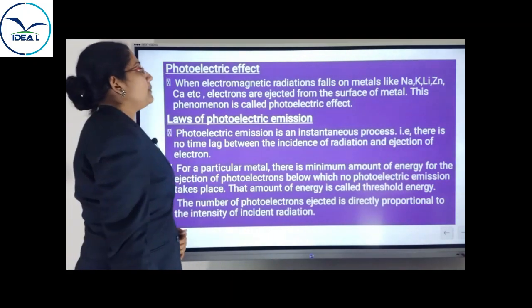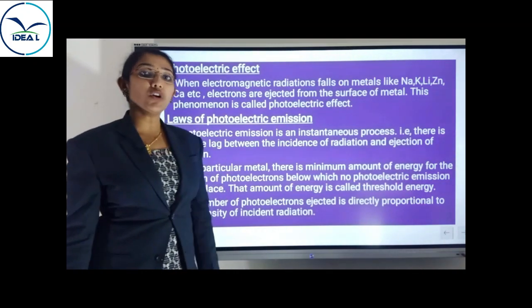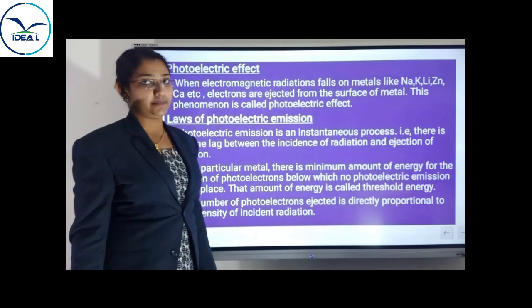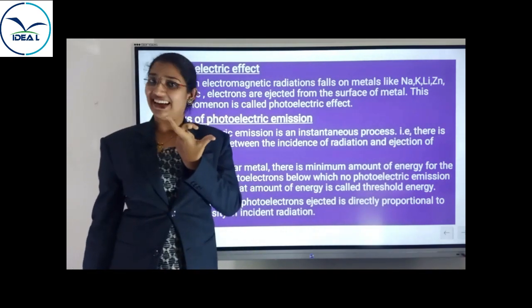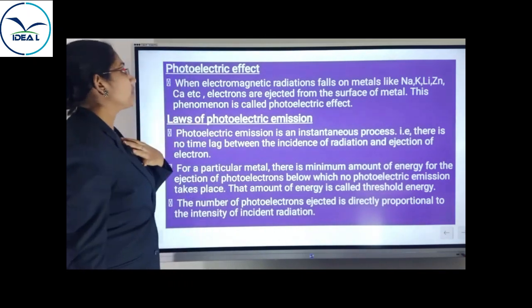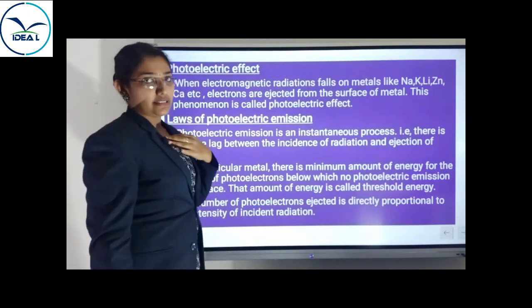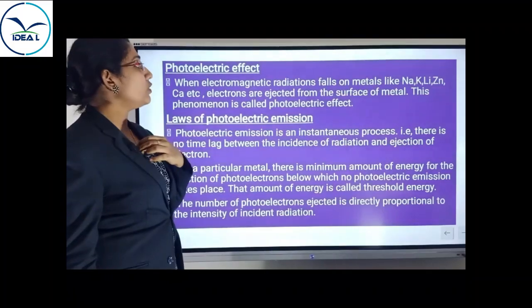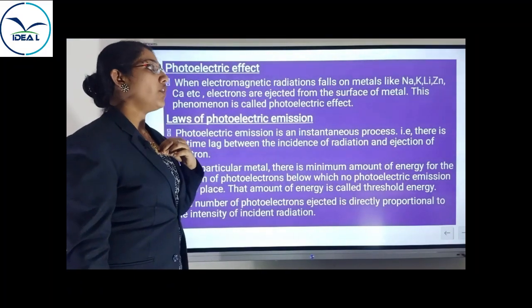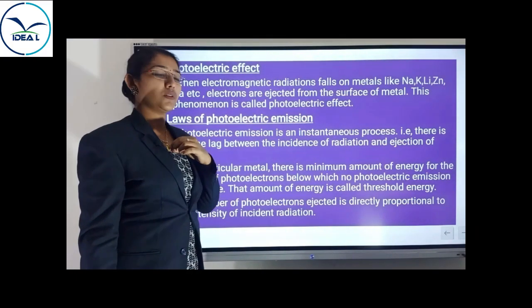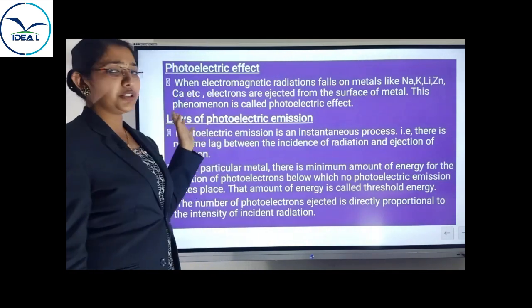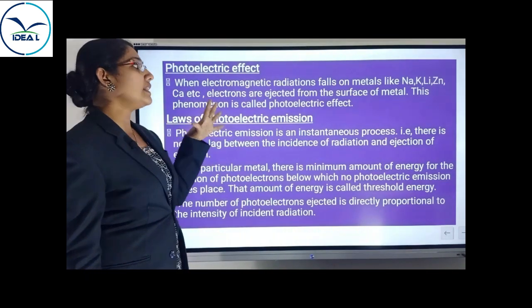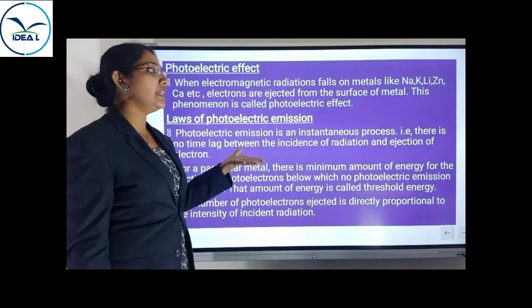Okay, another important term, that is photoelectric effect. Photo means light. So what is the photoelectric effect? When electromagnetic radiations fall on metals like sodium, potassium, lithium, zinc, calcium, etc., electrons are ejected from the surface of the metal.